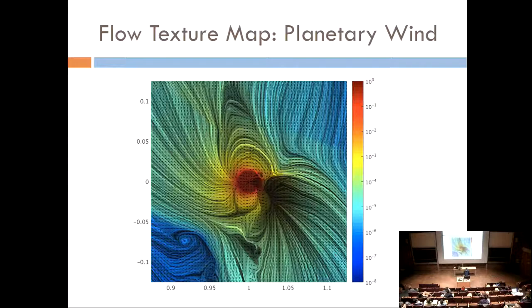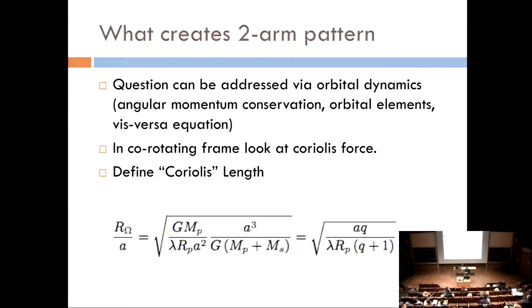All right, so obviously the first question you want to ask is why? Why is there this up orbit and down orbit pattern? The question can be addressed in a bunch of different ways. You can do orbital dynamics, look at angular momentum conservation, et cetera. But the simplest way is to think about the Coriolis force. These planets are on very short orbits, so the planet is orbiting very rapidly. You launch the wind and very quickly the Coriolis force is going to bend it away from a radial orbit.